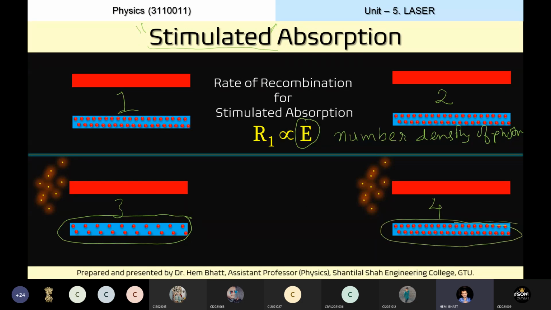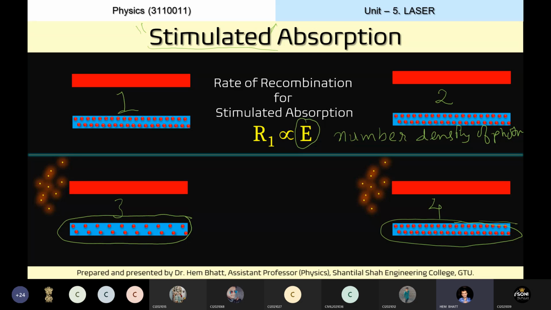In which will more stimulated absorption take place, in 3 or 4? In which will more electrons go to the excited state, 3 or 4? 4. So can I say that absorption also depends on how many electrons are there in ground state?